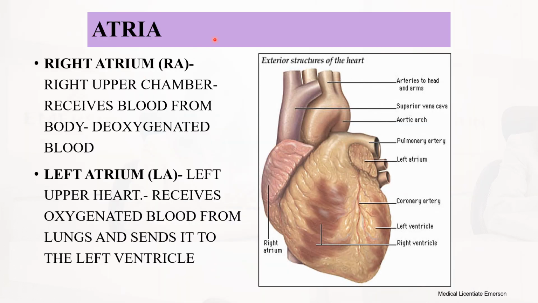Then let's go to the atria. So the atria, we have of course two. We have the right atrium and the left atrium. So the right atrium, which is abbreviated as RA, is the right upper chamber which receives blood from the body. So the blood which is found in the right atrium is the deoxygenated blood. Then the left atrium is of course found in the left upper heart and receives oxygenated blood from the lungs and sends it to the left ventricle. Okay, so this is the left atrium.